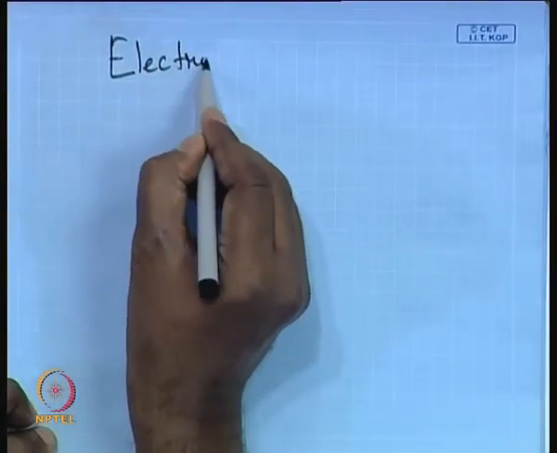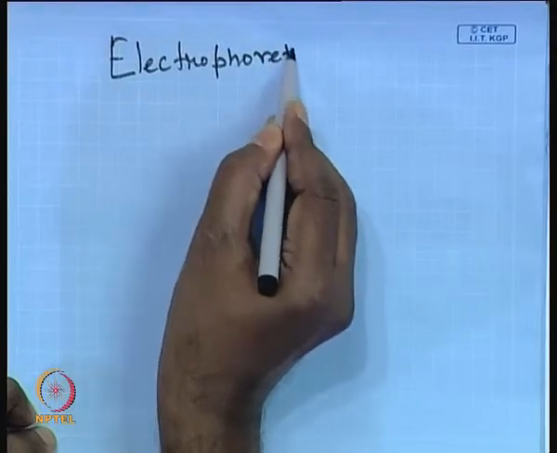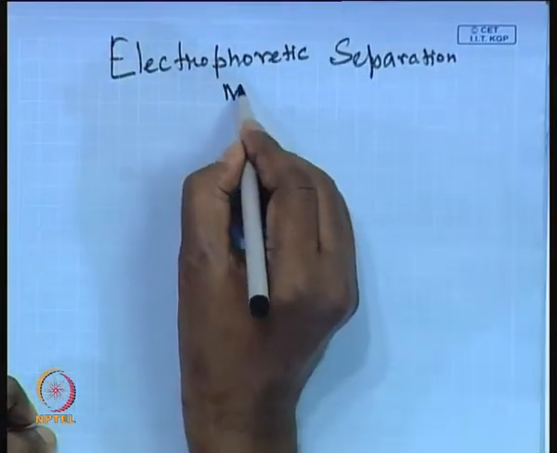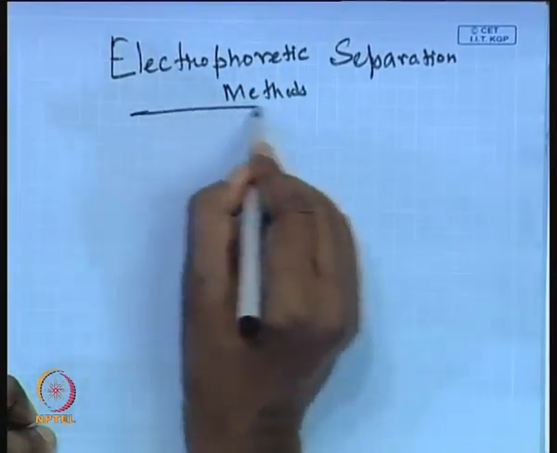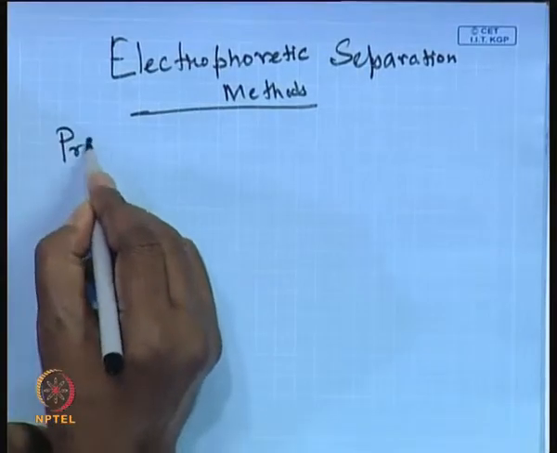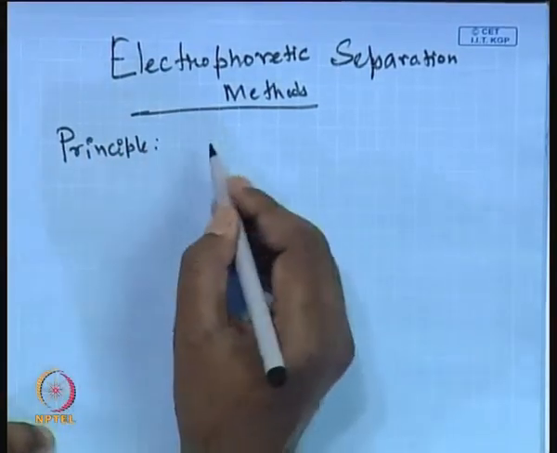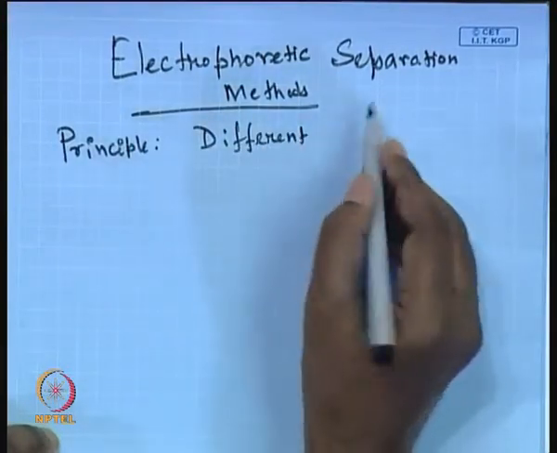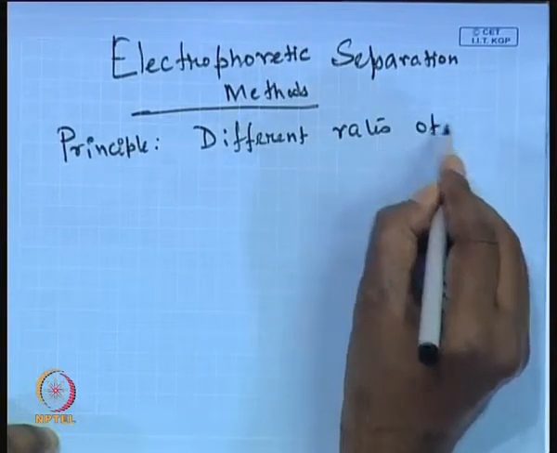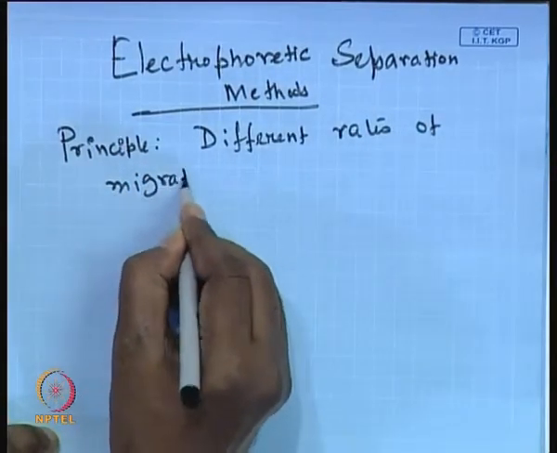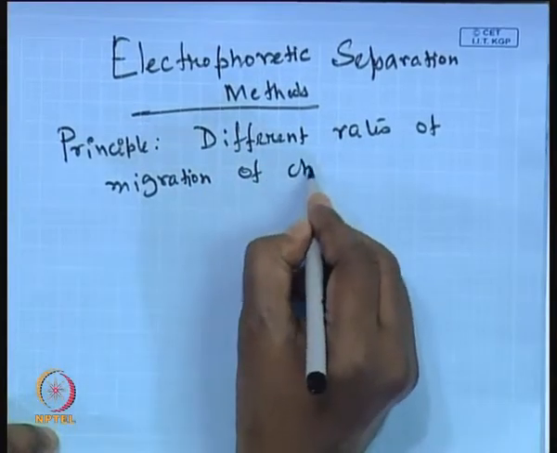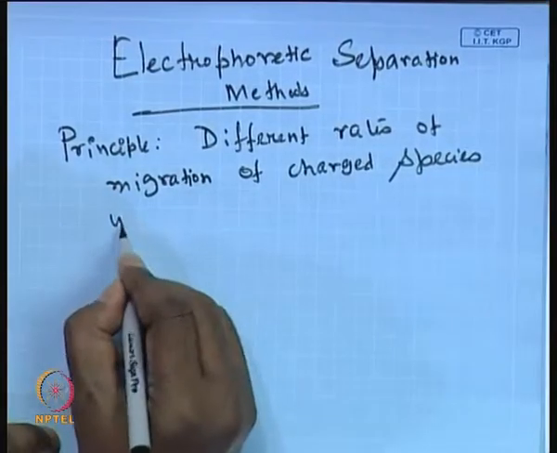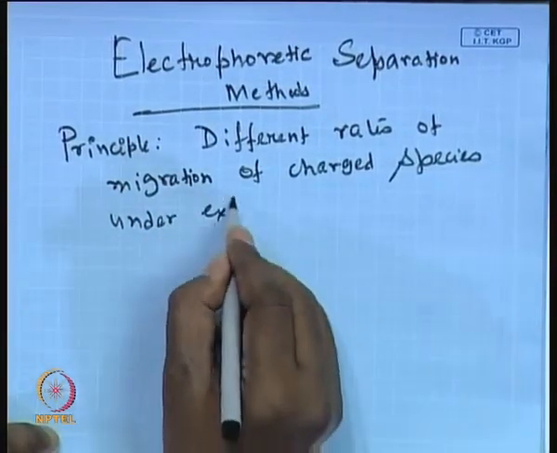So, let us go to the electrophoretic separation methods, and the basic principle of this separation method is the different rates of migration, or different rates of velocity, of charged species under an external electric field.